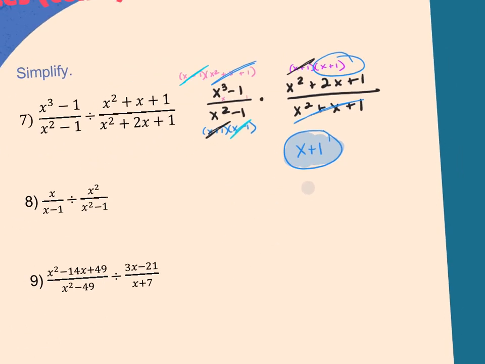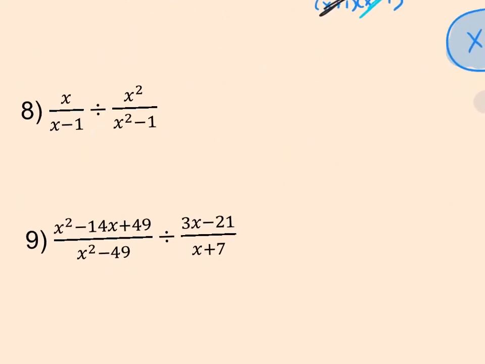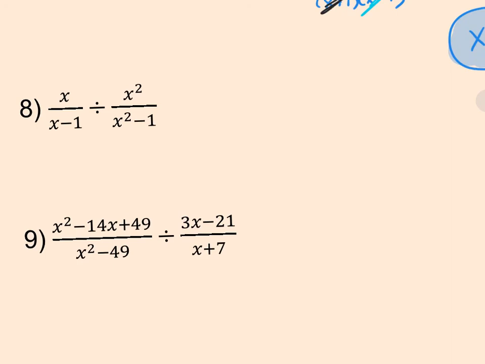Questions on that one? Okay, number 8. Little bit simpler. Keep, change, flip. Top to bottom, or left side, nothing to factor. Right side becomes x plus 1, x minus 1 in the numerator, nothing to factor in the bottom. So that's it. I only had to factor one part.